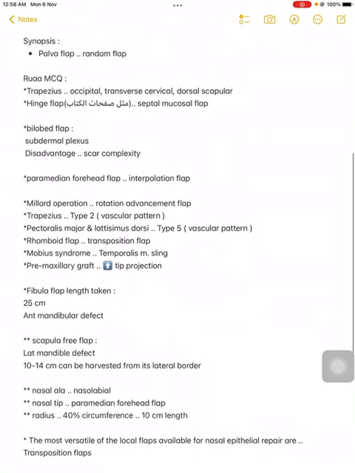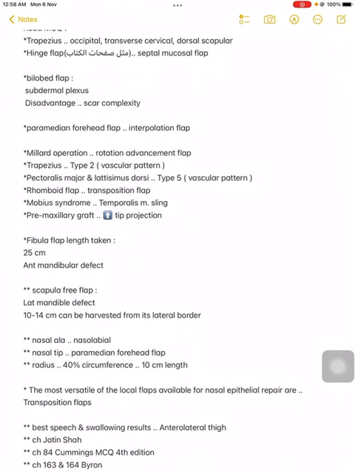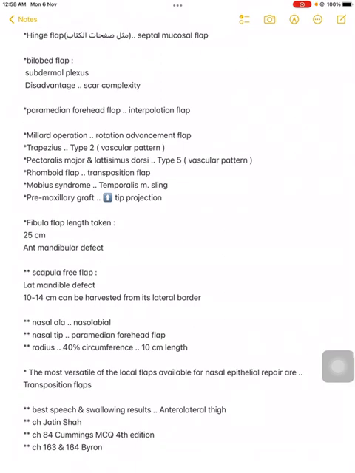Regarding fibula flap, the length taken should be 25 centimeters and it is used for reconstructing anterior mandibular defect. Regarding scapular free flap, it is used for lateral mandibular defect. 10 to 14 centimeters can be harvested from its lateral border, so you can memorize them by comparing them to each other. The fibula for anterior mandibular defect, the scapula for lateral mandibular defect. The numbers 25 centimeter and 10 to 14 centimeter may come in MCQ, so pay attention to these numbers.